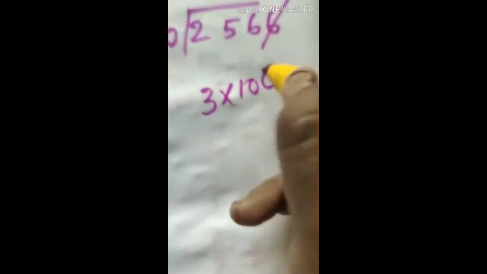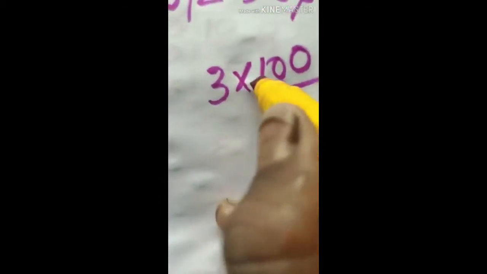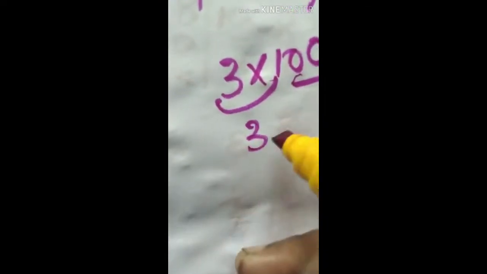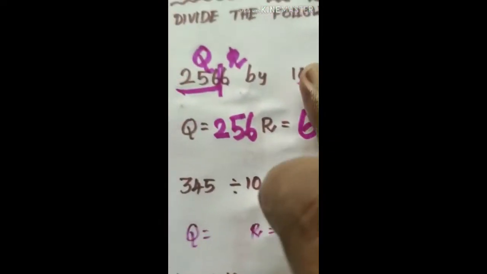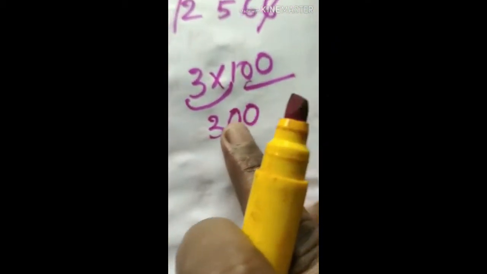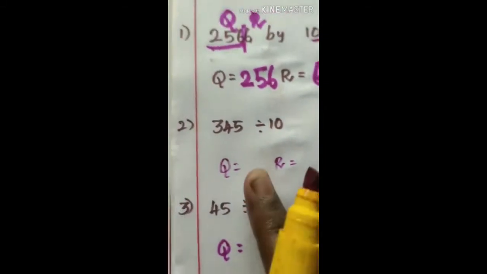We have learned sums like these in the multiplication chapter. See here, 3 into 100. Here also we multiply the number by 100, so we keep the two zeros in our mind, 1 3 is 3, and we add the two zeros to the answer. If it is division, we have to draw the line. If it is multiplication, we have to add the zeros. Keep these things in your mind.